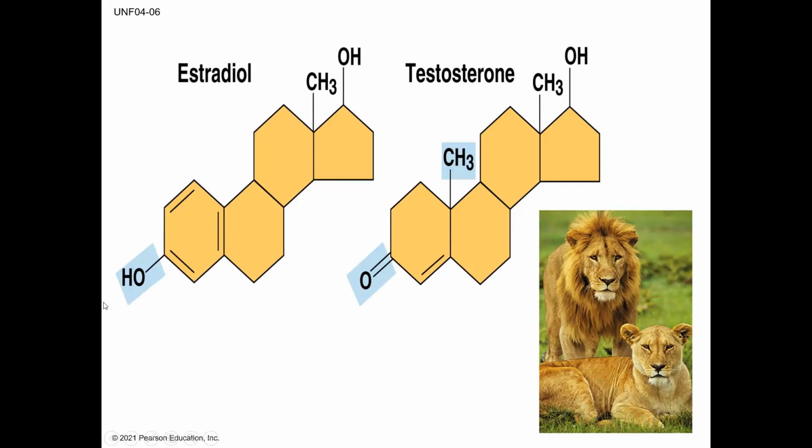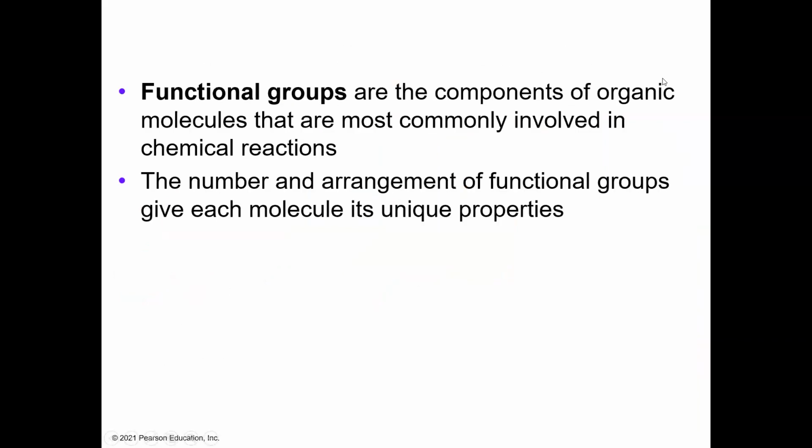These little groups highlighted in blue on these molecules: estrogen and testosterone are extremely similar. They have four ring structures, and the only differences between the molecules are the chemical groups that are attached to them, which are highlighted in blue. These small differences allow for the huge differences that are seen between estrogen and testosterone. And this is true for all of the chemical groups and molecules.